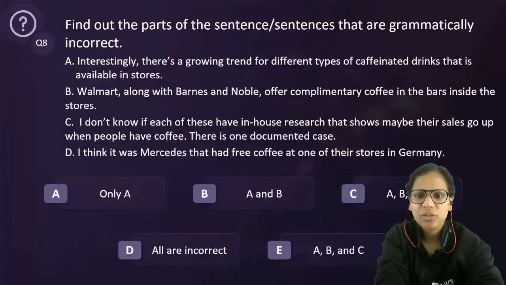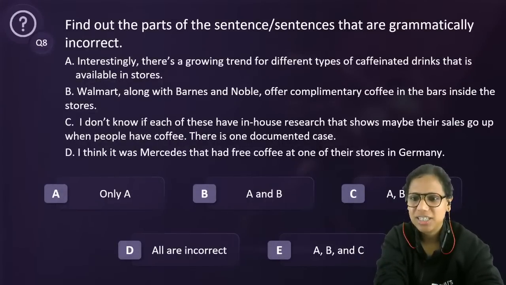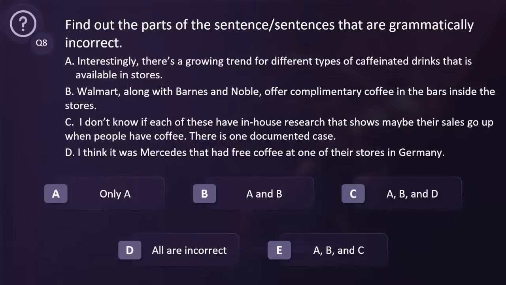All right. So now I'll go invisible for a while so that you can read this question. You have to identify the incorrect sentences. Okay. Let's see what you say here. Read it carefully and tell me what the answer is.